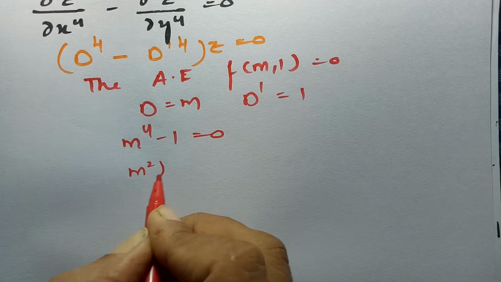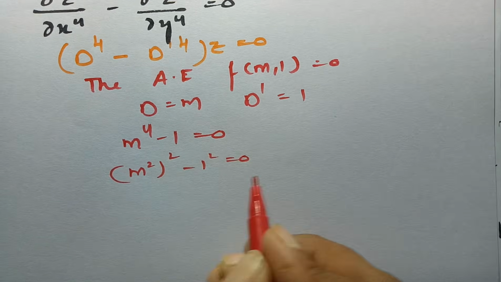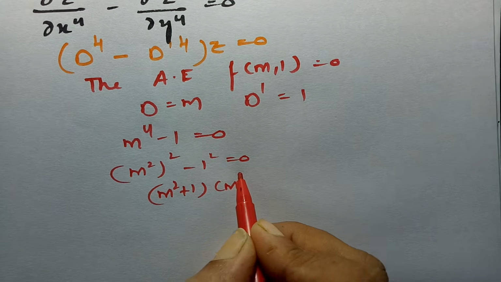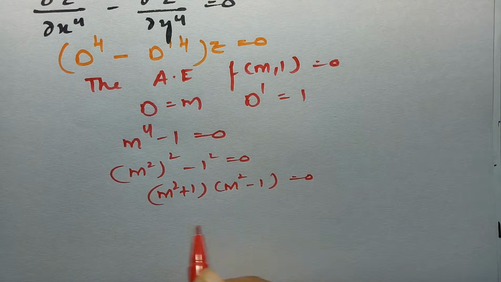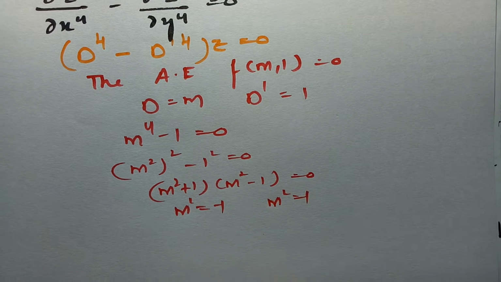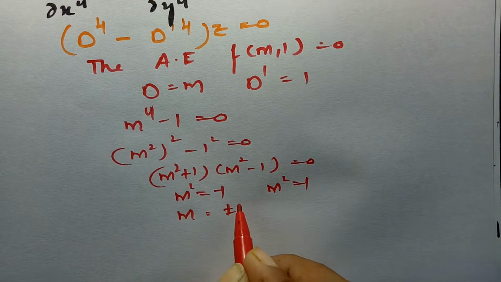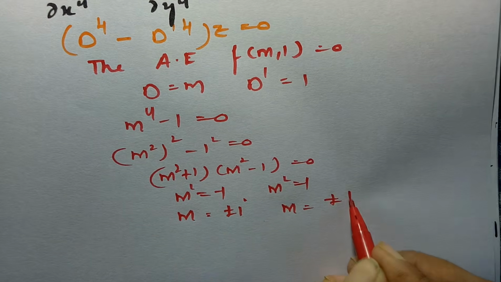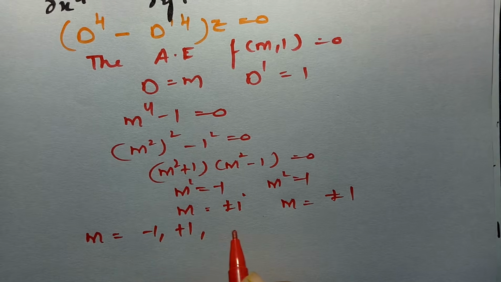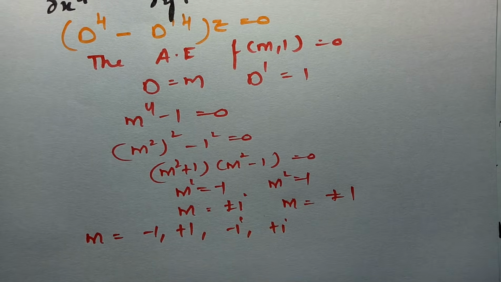So this can be written using a square minus b square. So it will be m square plus 1 into m square minus 1. So m square is equal to minus 1 and m square is equal to plus 1. So it will be plus or minus i, and this will be plus or minus 1. So the m values are minus 1, plus 1, minus i and plus i.